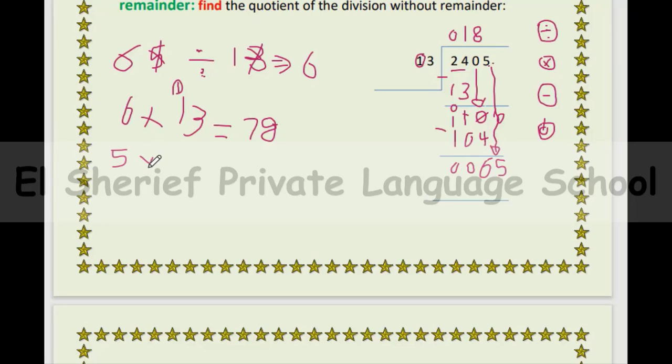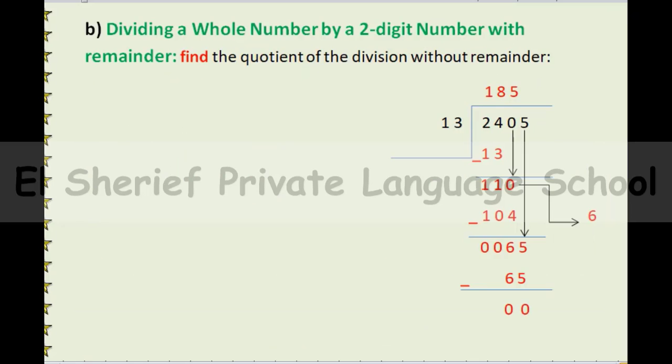5 times 13. 3 times 5 equals 15, put 5 and carry 1. 5 times 1 equals 5 plus 1 equals 6, so we get the same number, 65 and 65. So the quotient here is 5, and 5 times 13 equals 65. Subtract: 0 and 0. Okay, so we have no remainder. Excellent. So 2,405 divided by 13 equals 185.